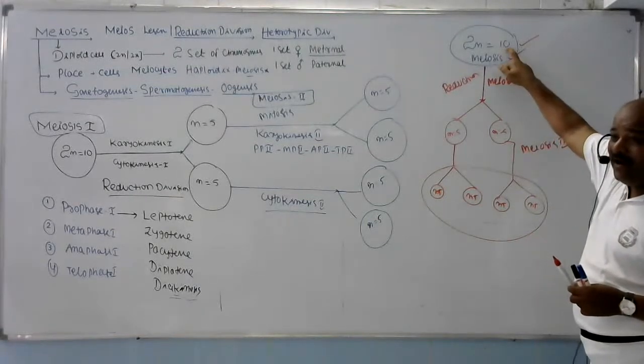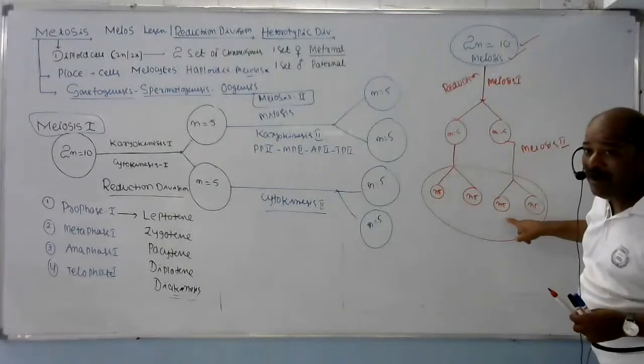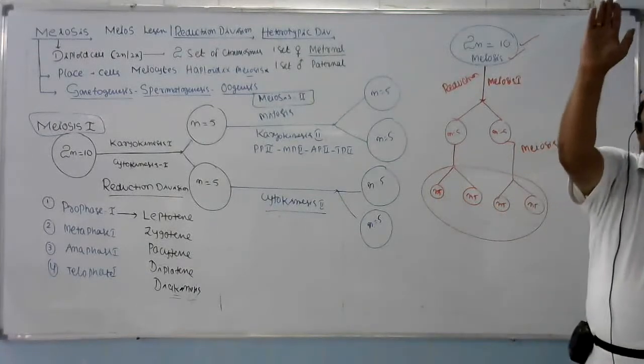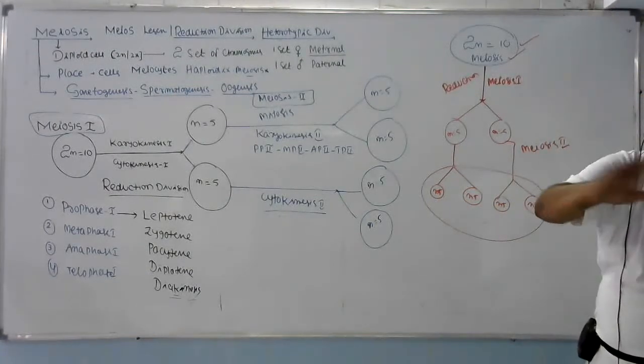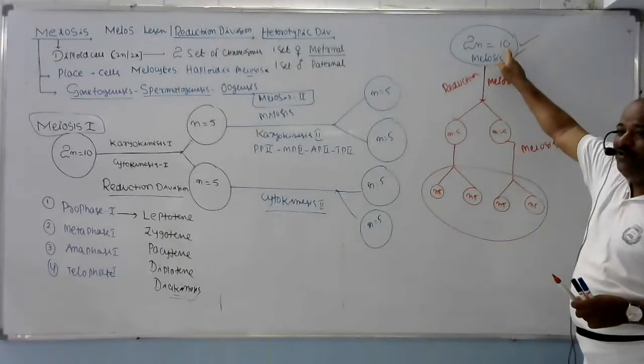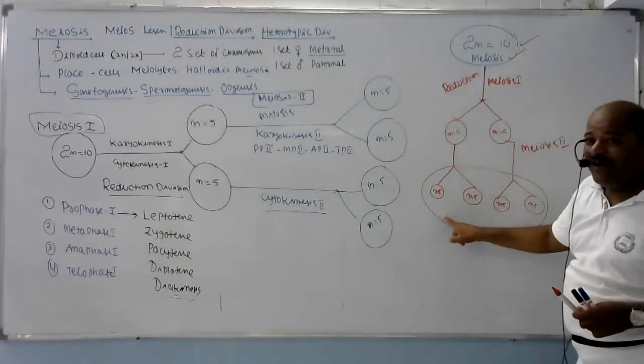What logical application do we have to remember? Compared to the parental diploid cell, in the formed haploid cells the chromosomal number is reduced to half. Here 2n equals 20, n equals 5.